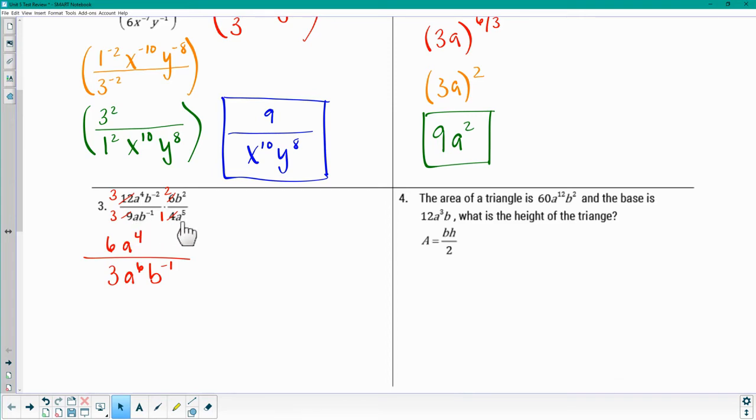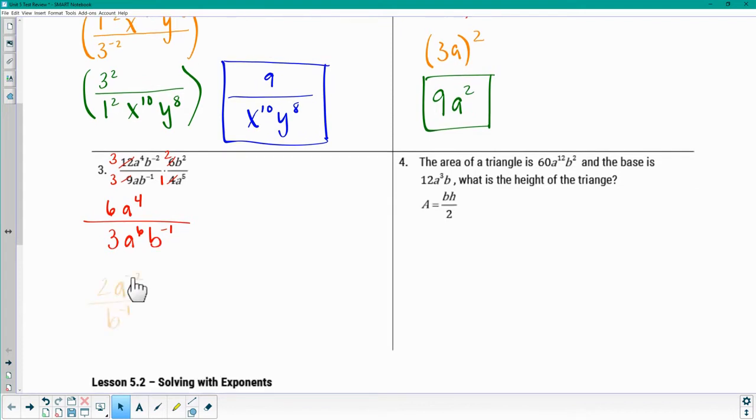A times a to the fifth, we add our exponents. That's going to give me a to the sixth. B to the negative 1 is just going to stay the same for now. The last couple of steps is going to require some simplification. 6 over 3 becomes 2. 4 minus 6 is a to the power of negative 2. And remember, again, negative exponents tell me it's in the wrong position, so I need to move the a squared to the denominator and the b to the numerator.